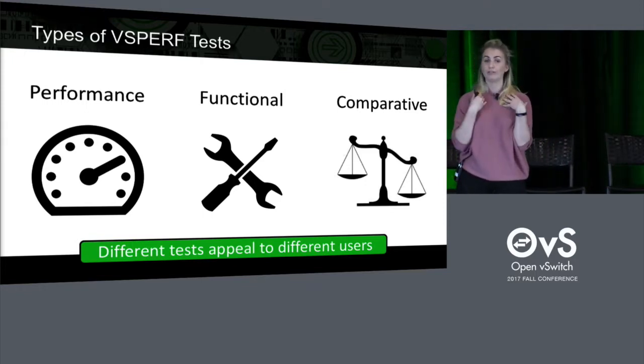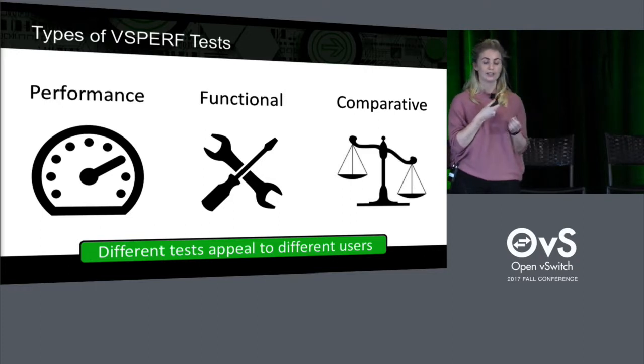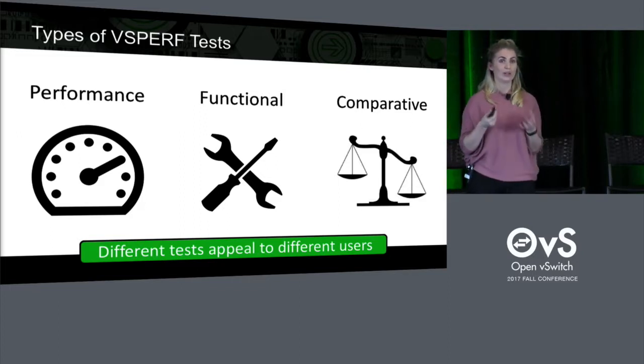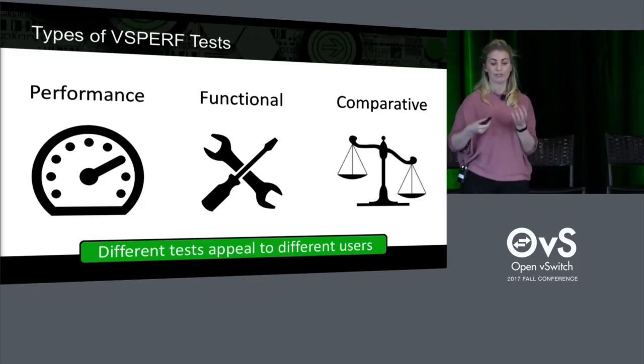So take me, for instance, a developer. When I'm submitting code to the OVS mailing list, I might use VSPERF to run some of the performance tests to make sure I haven't introduced a regression with my changes. And I might run some of the functional tests to make sure I haven't broken anything. And I might even write my own functional test just to make it easier during my development process.